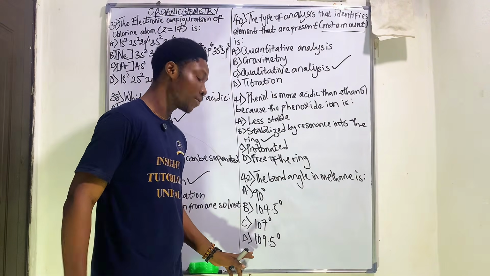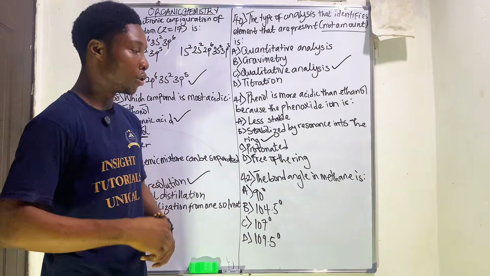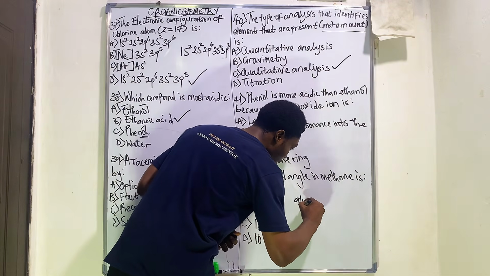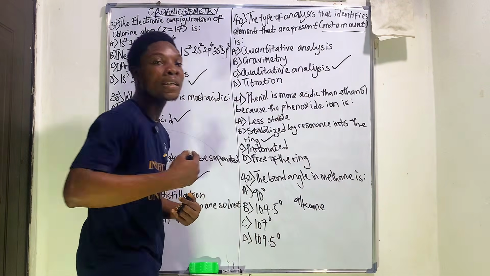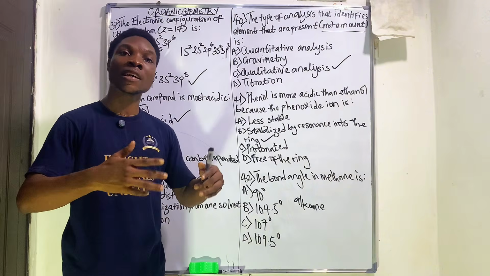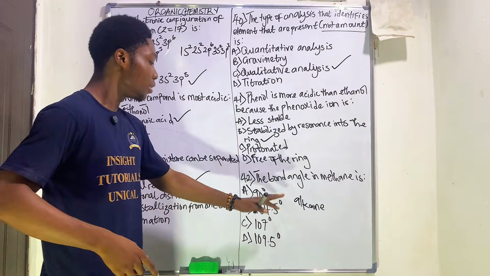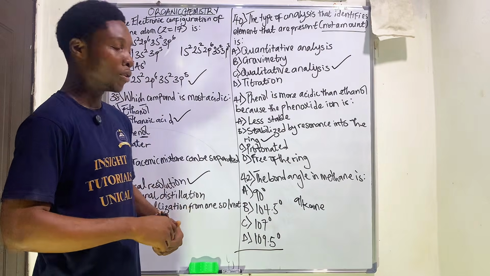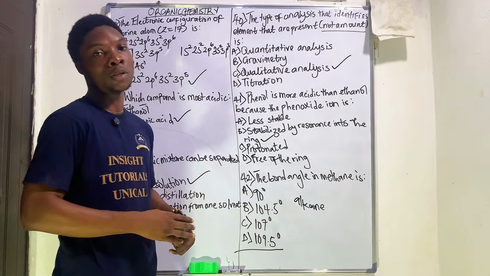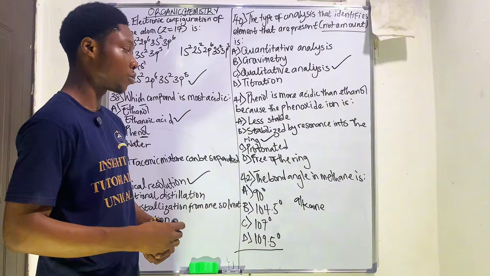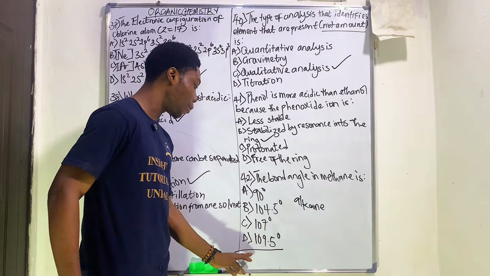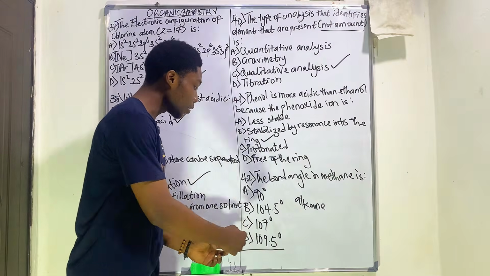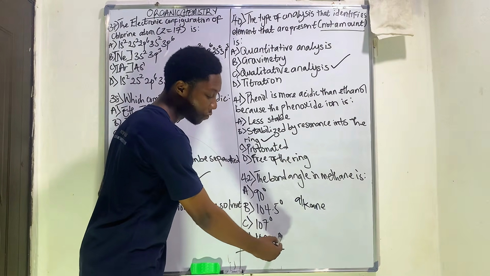The correct answer is 109.5 degrees, because we know that methane is an alkane, right? And an alkane is sp3 hybridized. An alkane also has the tetrahedral shape. So because of this, the bond angle is 109.5 degrees. All these other angles have nothing to do with hydrocarbons, organic structures, right? So alkanes have the bond angle of 109.5 degrees. Methane is an alkane, so its bond angle will be 109.5 degrees.